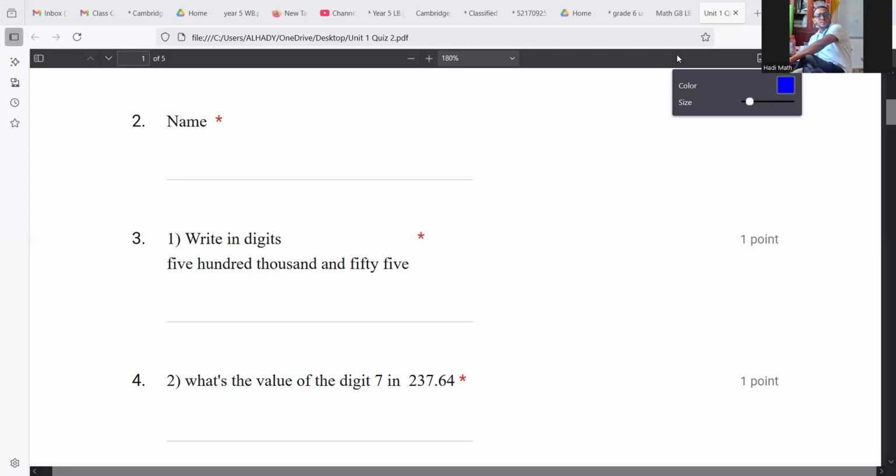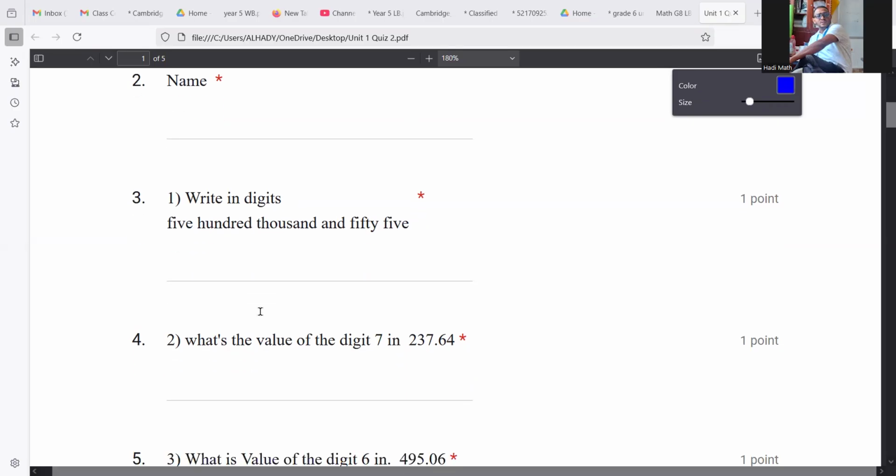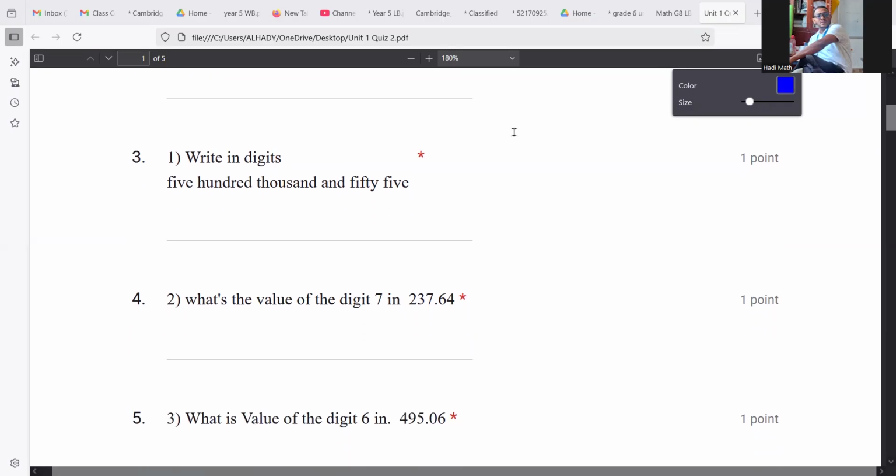Okay, grade 5. This is unit 1, quiz number 2. Like the first question, they say write in digits. You have 5,055. According to what we learned before, if we would like to read digits, read them according to their place values.